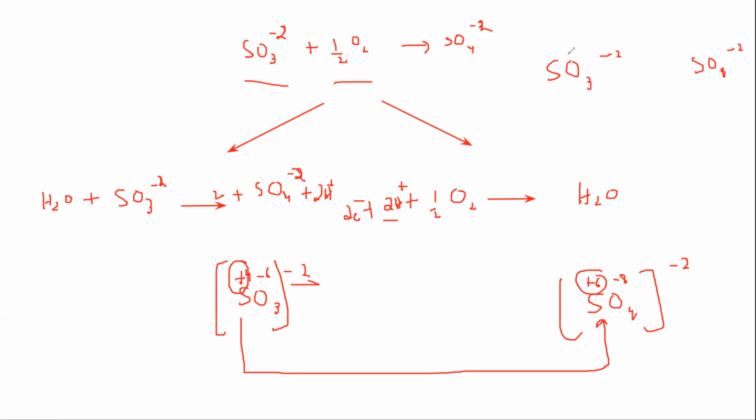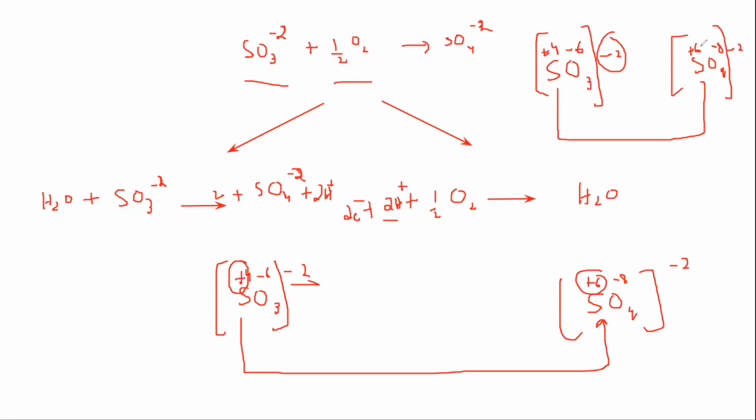What is the oxidation number of sulfur? In SO3, 1 oxygen is -2, so 3 oxygen will be -6. Because we want total to be -2, this should be +4. Same way in SO4, 1 oxygen is -2, 4 oxygen will be -8, so this should be +6. So you can see here, sulfur in sulfite ion was +4 and sulfur in sulfate ion is +6. So oxidation number of sulfur changes, but the valency or charge on the ion does not change. Is it clear? Yes.